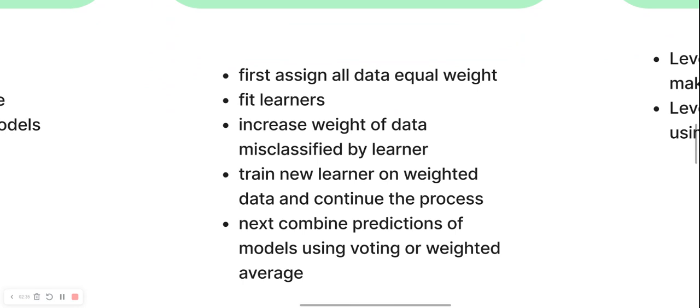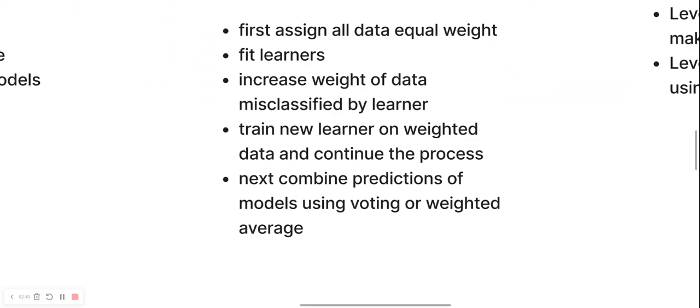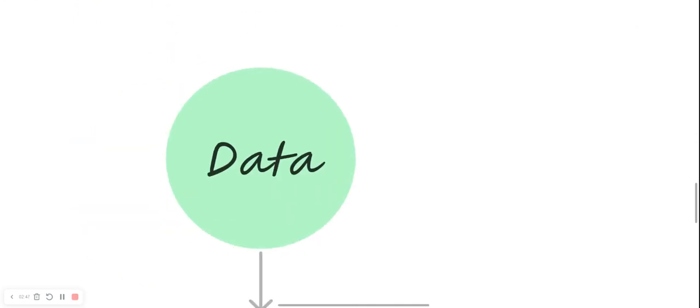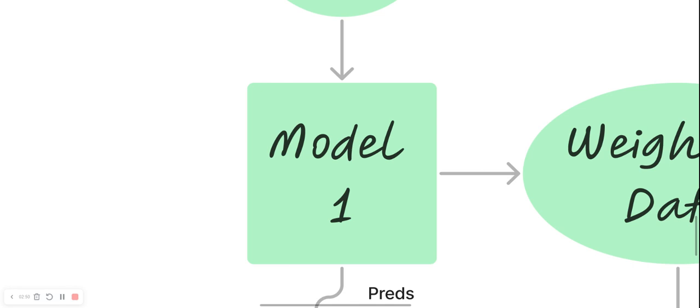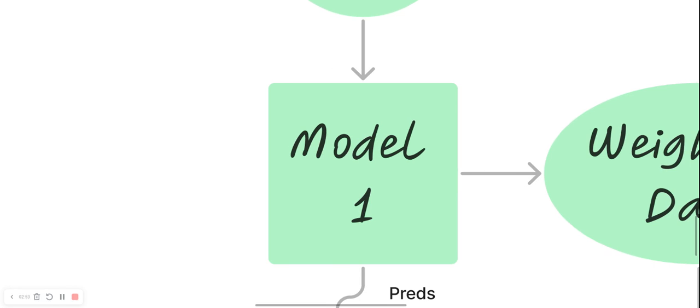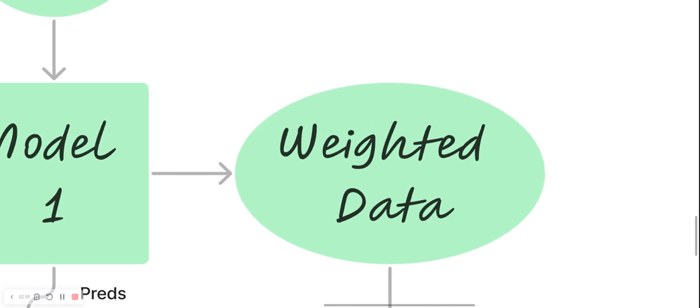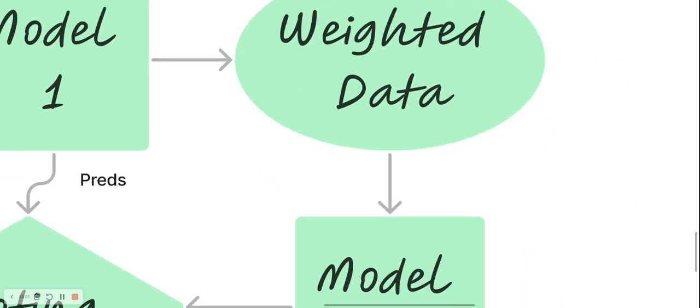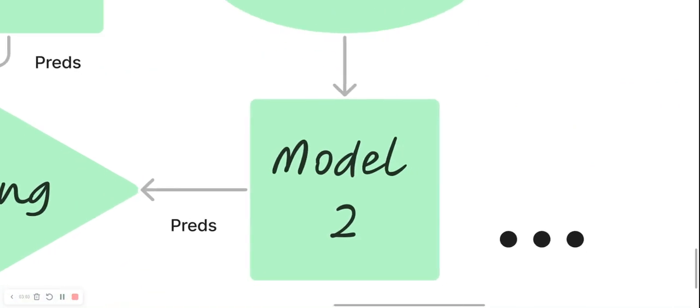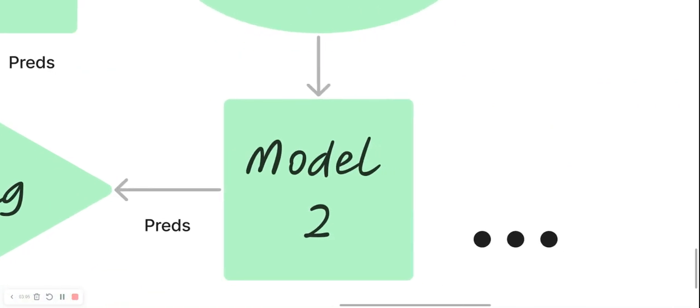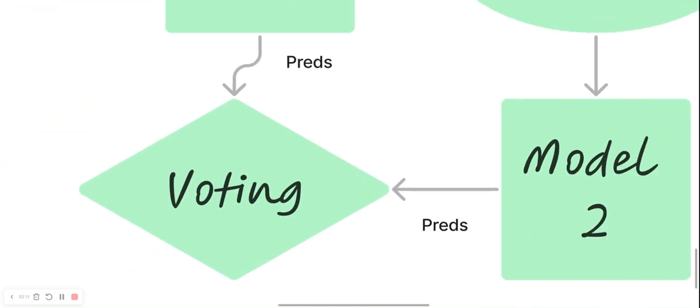So it can continue for any number of models you like, say 5 models, however big your data is. Then we combine the predictions of the models using voting or weighted average, the method which I described. Now let's go to the graphics of this. So we have the data, and then we train a model on it. Now whenever it makes a mistake, we'll increase the weight of it, and we'll get the weighted data. Then we'll train another model on the weighted data, and we can continue this process iteratively for however many models you want. Then the last thing that comes is ensembling.